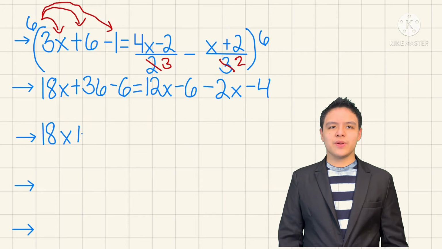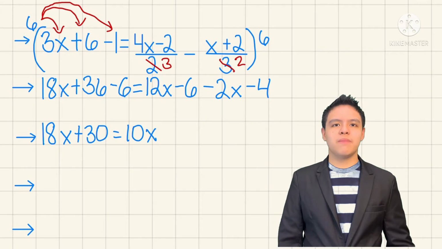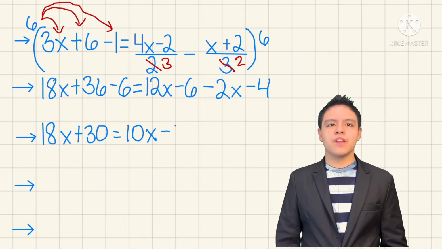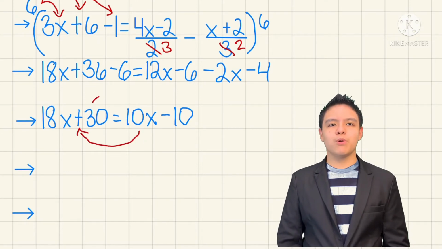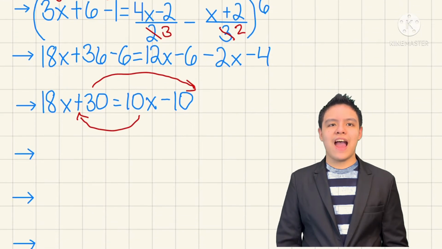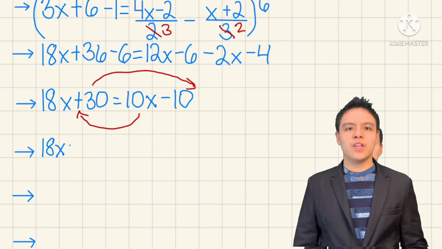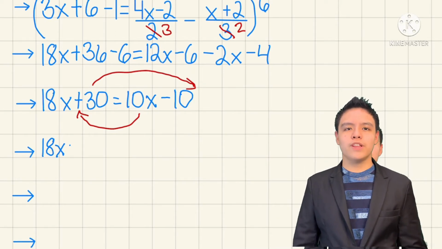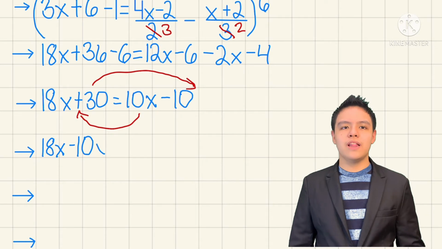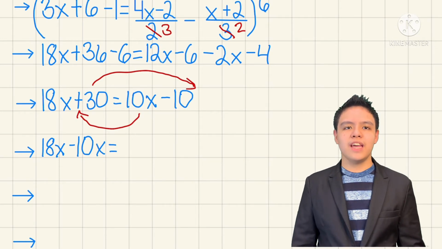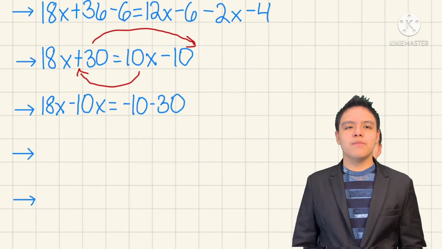We will start combining like terms. 36 minus 6 is 30. Then, 12x minus 2x is 10x. Then, negative 6 minus negative 4 is negative 10. And we will transpose so that the variable will be on the left-hand side and the constants are on the right side. Take note that when you transpose or move the term over the equal sign, you will change the sign of the term. 10x will be moved to the left-hand side and it will become negative 10x. And 30 will be moved to the right-hand side and it will become negative 30.